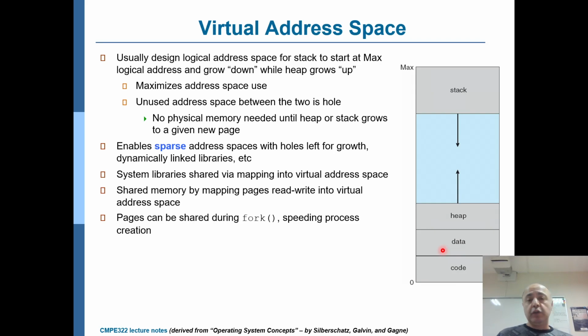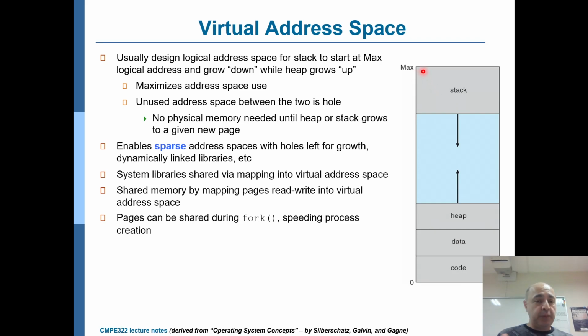You have your data segment for the global variables, which is typically initialized. That's why in C, the global variables are initialized to 0, but not the local variables, because the local variables are on the stack. The stack contains the entries for the functions during the lifetime of the process.